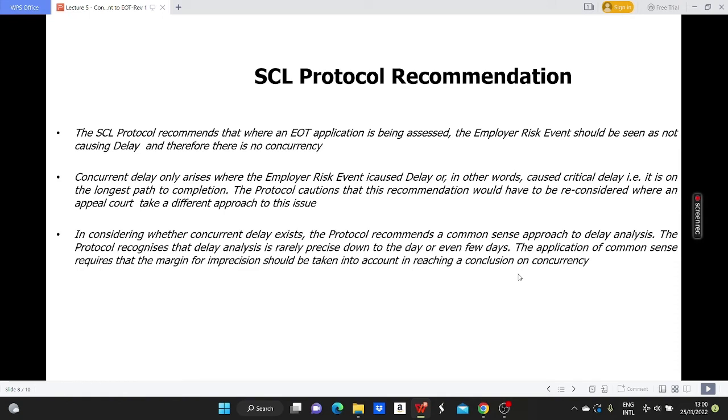In considering whether concurrent delay exists, the protocol recommends a common sense approach to delay analysis. In particular, the protocol recognizes that delay analysis is rarely precise down to the day or even a few days. The application of common sense requires that the margin for imprecision should be taken into account in reaching a conclusion on concurrency.